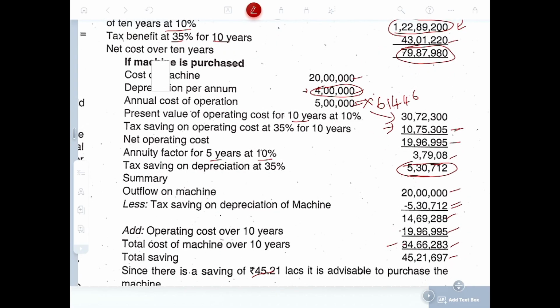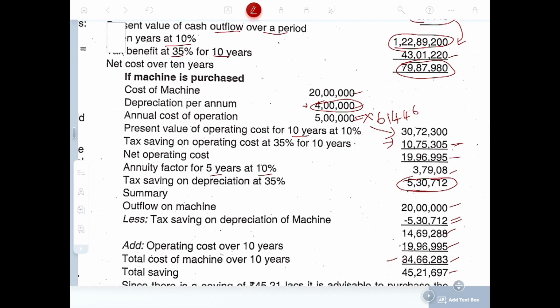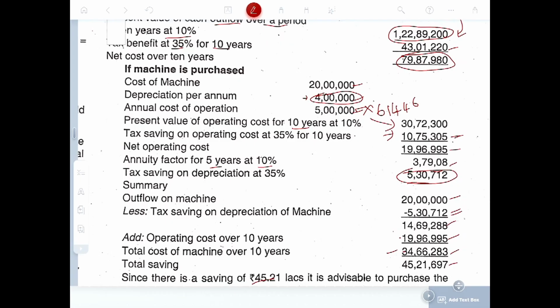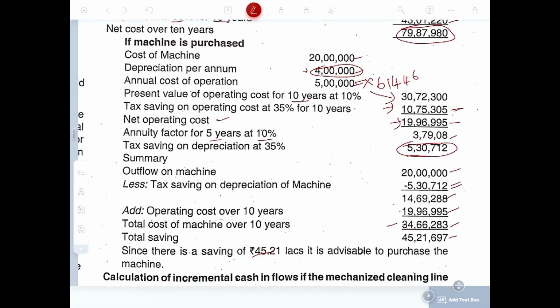Annuity factor of 5 years at 10 percentage. Cost of machine 20 lakhs. Depreciation, annual cost of operation. Factors giving the net operating cost to 19 lakhs. Annuity factor for the 5 years at 10 percentage. Tax saving on depreciation at 35%. 1,30,007 at 35%. 15 lakhs 16,000.